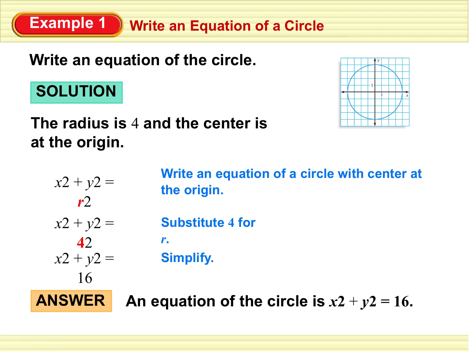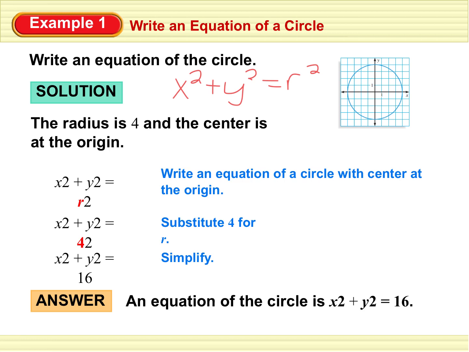Today we're going to talk about writing equations of circles and drawing circles on a graph. The standard form of an equation of a circle is x squared plus y squared equals r squared. That's the standard equation of a circle.